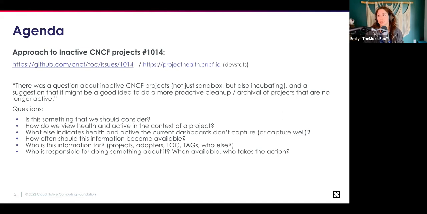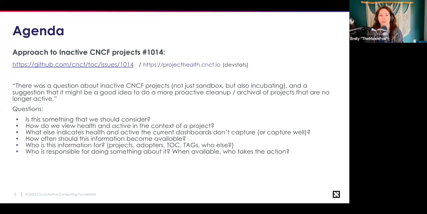For those of you that haven't been following some of the TOC dialogue as of recent, we've been asking a lot of questions around project health, their status, checking in with them, because the current process says that we have annual reviews for sandbox projects, but we don't have the equivalent for incubating and graduated. As projects move between levels, they experience a lot of changes. Some of them take off, they see widespread rampant adoption, and in other cases, some of them don't. So what do we do with projects that reach an inactive state?